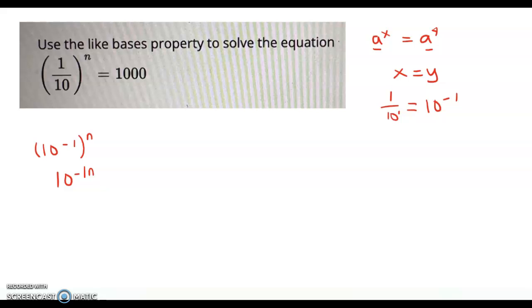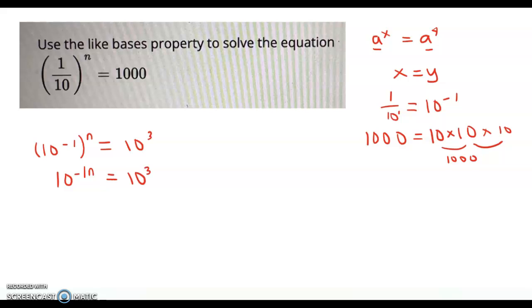Okay, now 1,000, I need to think, okay, how can I make that a base of 10? I'll take that over here again. Well, could I multiply 10 by itself and see if it becomes 1,000? So 10 times 10, well, those two are 100. So if I times one more 10, well, that will give me the 1,000. So I can see then if I multiply 10 by itself 3 times, it's 1,000, so it's equal to 10 to the third. Actually, we'll put that down here. 10 to the third, and now we have the same base.